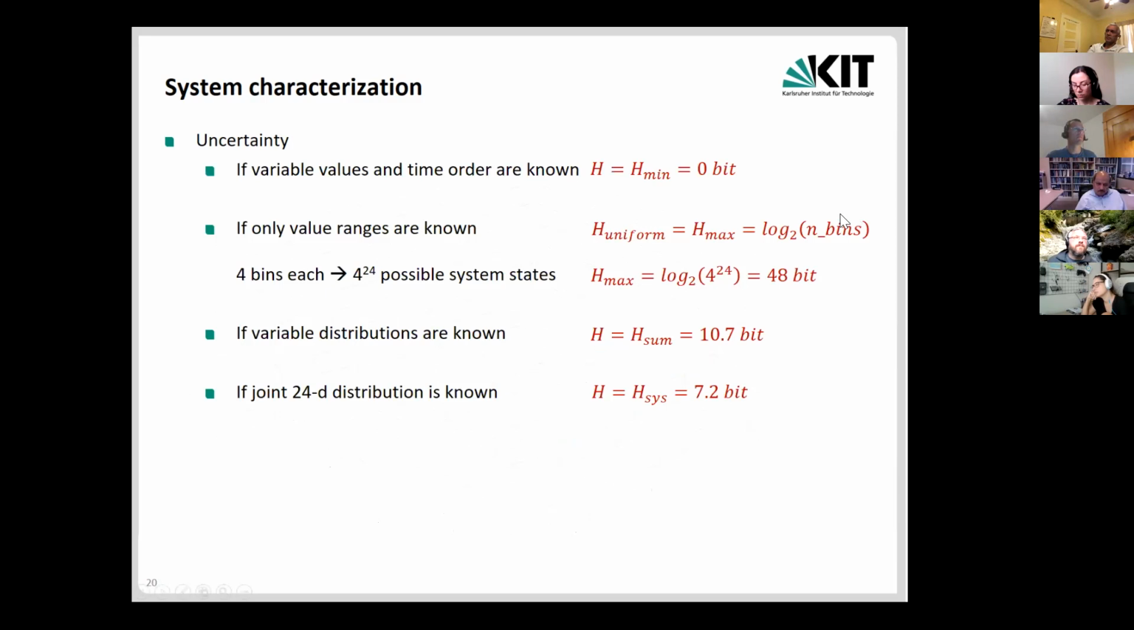reduces uncertainty. So if we know each variable's distribution and we treat them individually, not jointly, our overall uncertainty is the sum of the individual entropies of each of the variables, which for our case is 10.7 bit. But we know more than that because we know these variables vary jointly. So if we calculate the joint entropy of the 24-dimensional distribution, our uncertainty is actually 7.2 bit. So this is considerably less than our benchmark maximum entropy uncertainty.